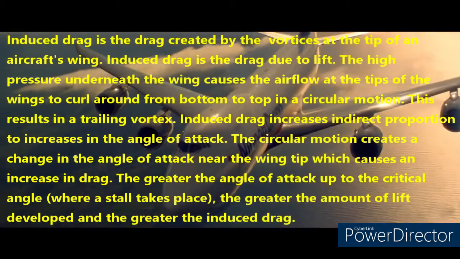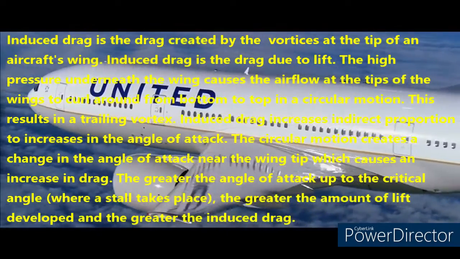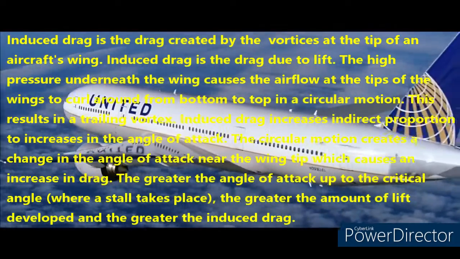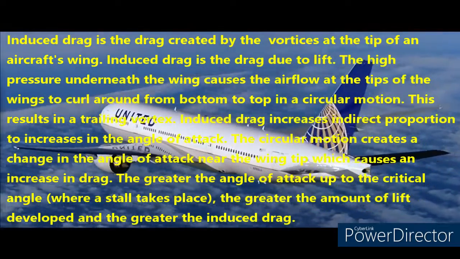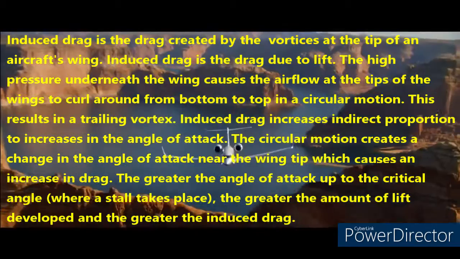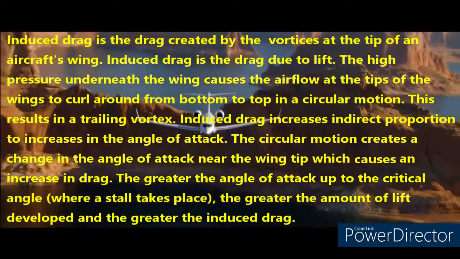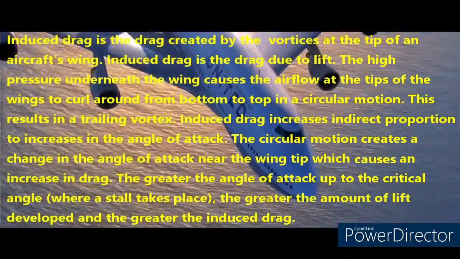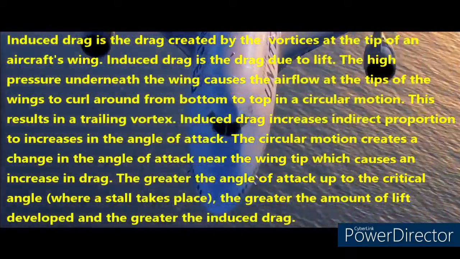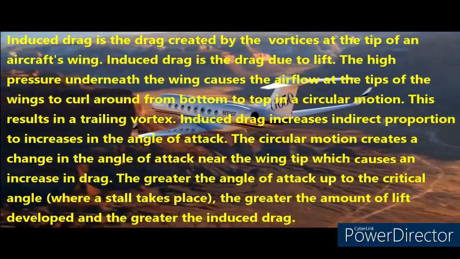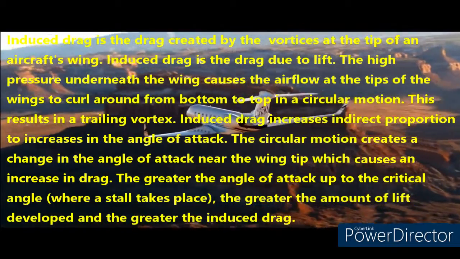Induced drag increases in direct proportion to increases in the angle of attack. The circular motion creates a change in the angle of attack near the wingtip, which causes an increase in drag. The greater the angle of attack up to the critical angle, the greater the amount of lift developed and the greater the induced drag. All of these types of drag must be accounted for when determining drag for subsonic flight. The total drag is the sum of parasite and induced drag.